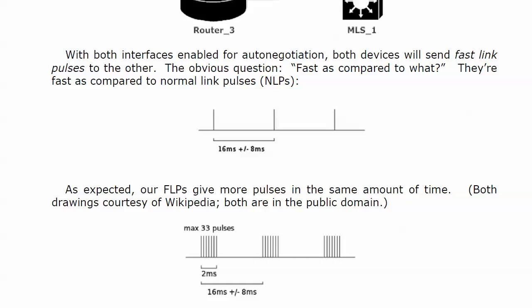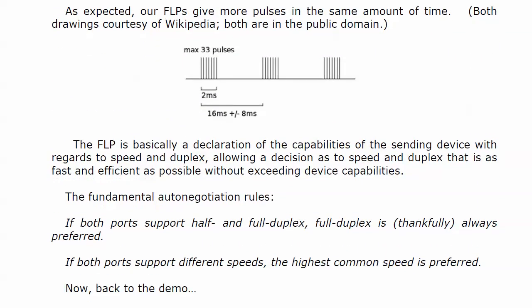Now, you may say that's fascinating, but who cares? Well, actually, here's why we care. The FLP is basically a declaration of the capabilities of that sending device, saying here's my speed, here's my duplex setting, and it allows a decision as to speed and duplex that is as fast and efficient as possible without exceeding device capabilities. If the port on the other end of a connection can only run at Ethernet speed, there's no use in you sending it at gig Ethernet speed or even fast Ethernet speed, because what's going to happen? On your end, everything looks great until you start seeing, wow, we're dropping a lot of packets.